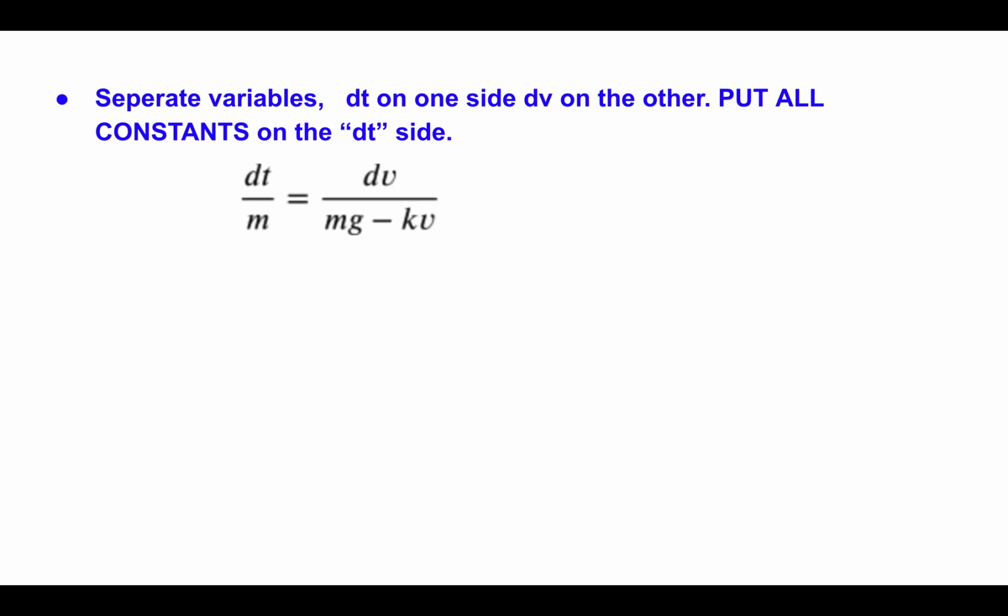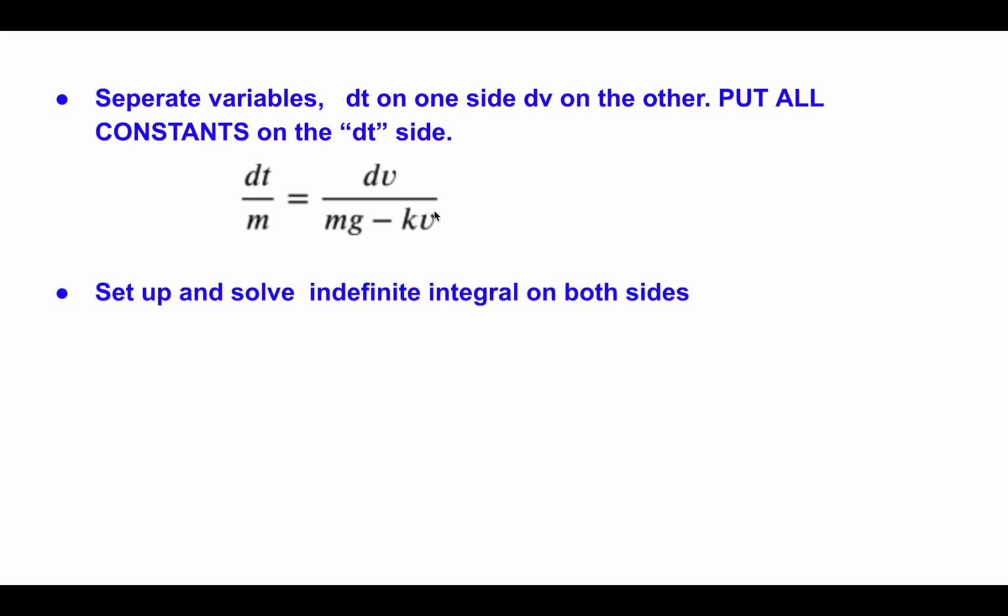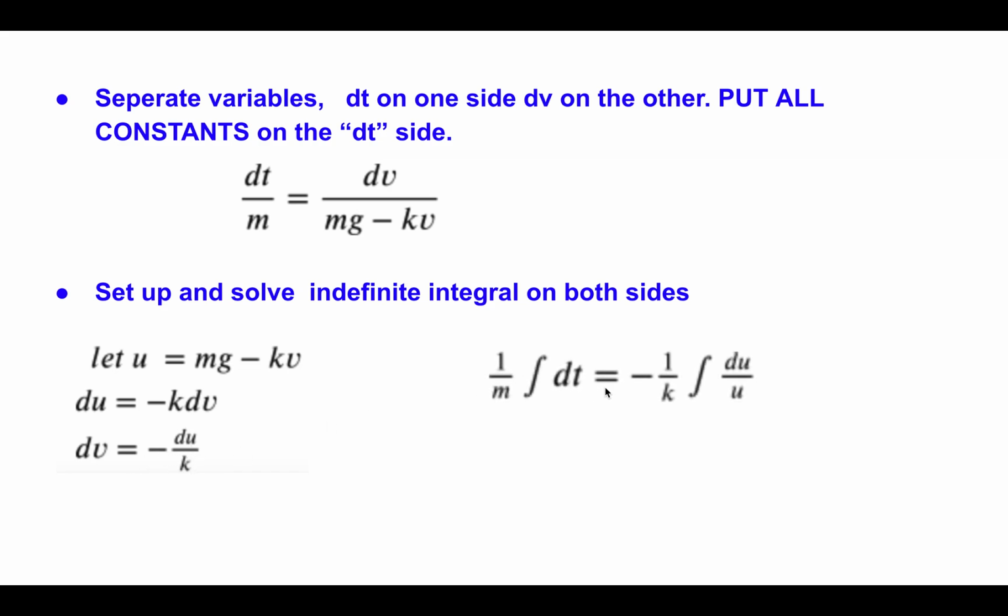I need to set up an indefinite integral on both sides, but we can see this is a little more sloppy on the right side, so we're going to have to use a little u substitution. I'm going to let u equal mg minus kv. And I'm going to take the derivative du to get my dv, so I can do a substitution in there. So now I've got an expression where I can substitute dv to be minus du over k. I'm going to substitute that in for my indefinite integral here.